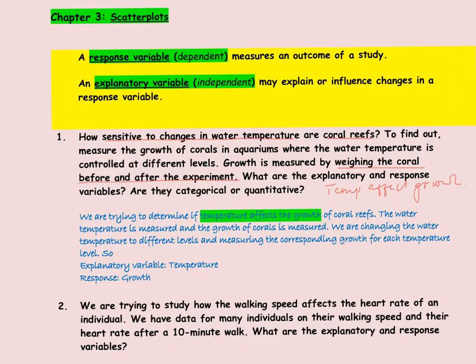So here the independent variable is temperature. We're going to keep the aquariums at certain temperatures, and based on that we're going to measure growth of the coral. So the independent variable is temperature, and a response to the temperature would be growth, and that would be the dependent variable. So usually in statistics, the independent variable is called the explanatory variable, and the dependent variable is called the response variable.